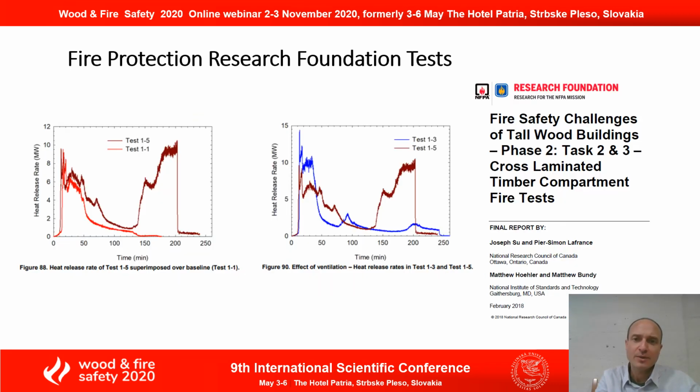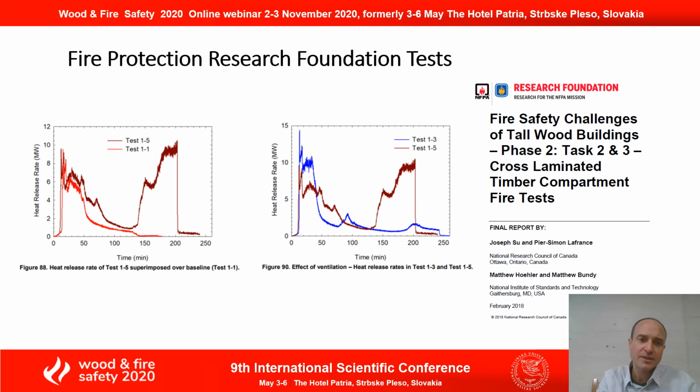And so in some early large-scale tests on CLT, this is from the Fire Protection Research Foundation tests, they built some CLT compartments, and then they had various levels of opening, various levels of gypsum board encapsulation on the CLT. So you can see this test 1-1. This was fully protected by gypsum, and test 1-5 had some exposed CLT, and you can see that in the beginning you have flashover and everything's kind of the same.